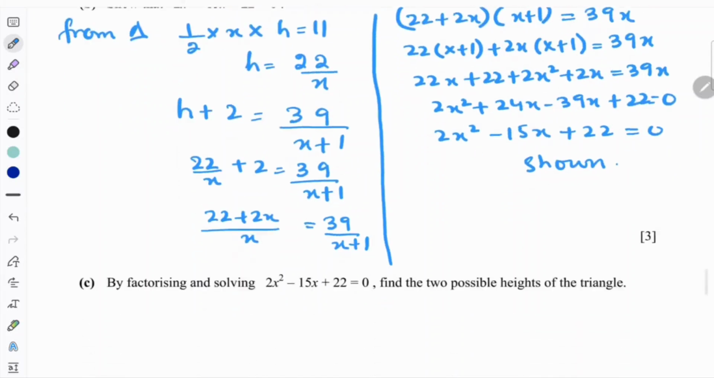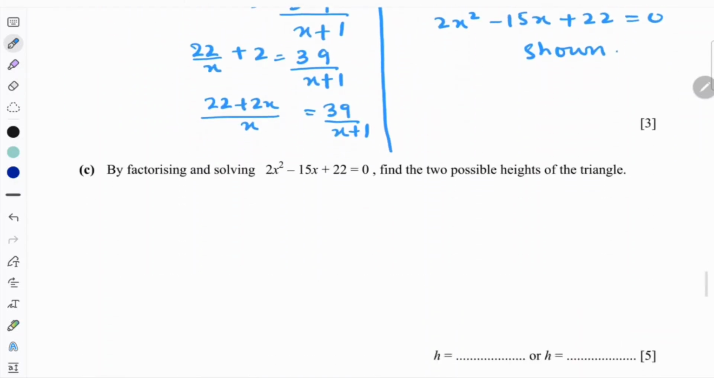Alright, now the next part, factorizing and solving. 2x square minus 15x plus 22 equals 0. So 22 times 2, we have to find the factors which make the sum equal to 15. 2 times 22 is 44. So 44, 11 times 4 is 44. So it's an easy number.